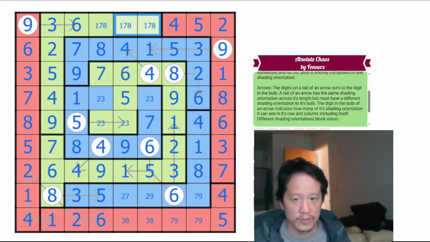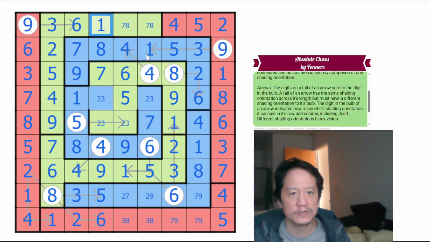Neither of these can be 1. The 7, 8 pair eliminates that 7 and 8, so this is 1. This 7 eliminates that 7, so this is 8, which makes that 7. This 8 eliminates that 8, so this is 3, which makes that 8. This 3 eliminates that 3.